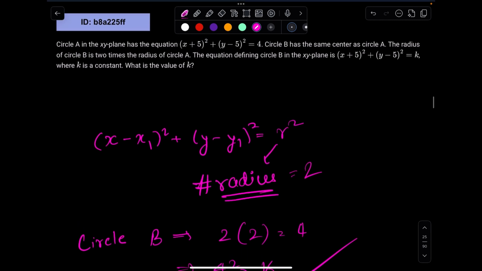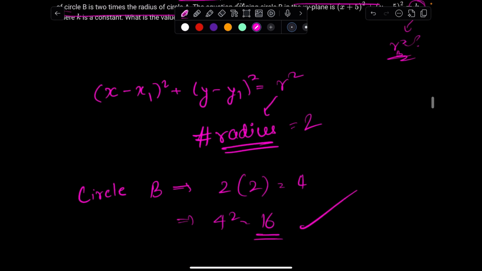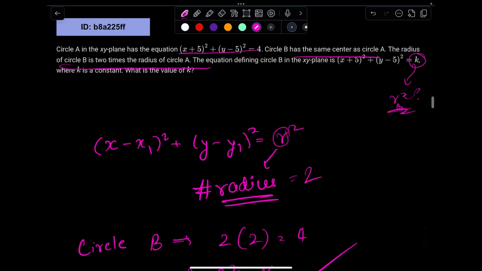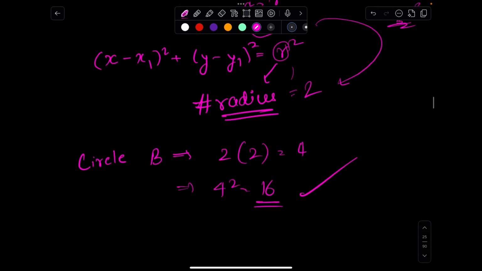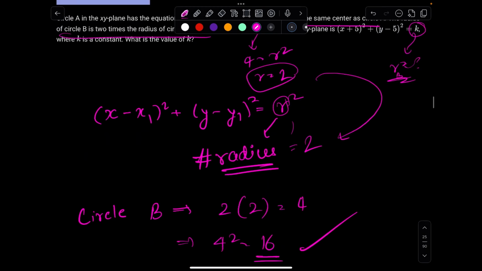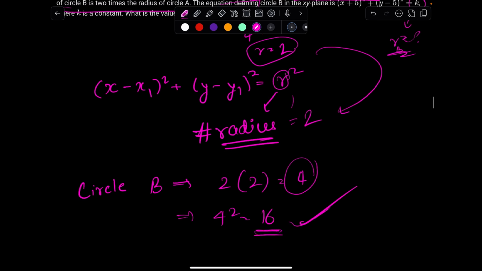Okay. Circle A has this equation. Circle B has the same center. The radius is twice. So what is the value of K? Okay, so what is the value of R square or RB square? The radius of circle A is going to be 2, since this is 4. This is equal to R square, so R should be equal to 2. And circle B's radius is twice, so 4, and K should be equal to R square, so 4 square is 16. The answer is 16.